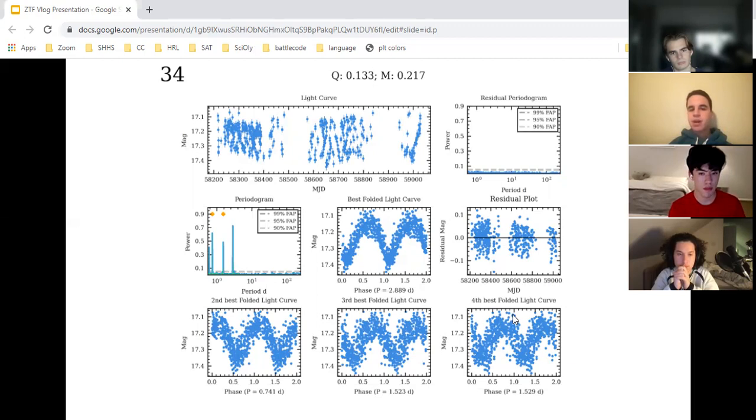So I created graphics like the image shown on the slide to help determine which period is the best for each star. Here I folded the light curve to the four most statistically significant periods, noted aliasing between the third and fourth most statistically significant period, and plotted the periodogram and residual periodogram.